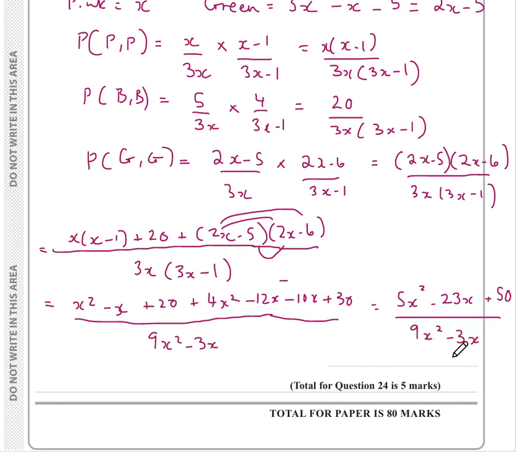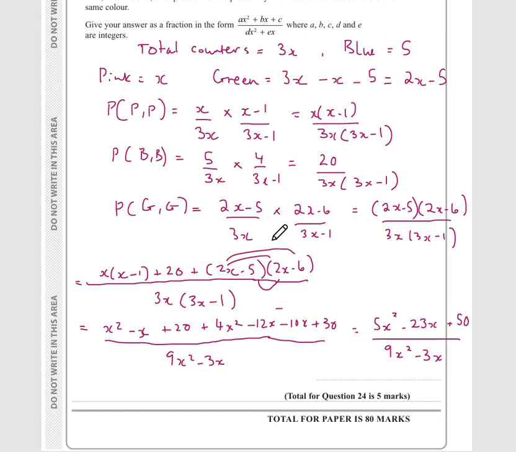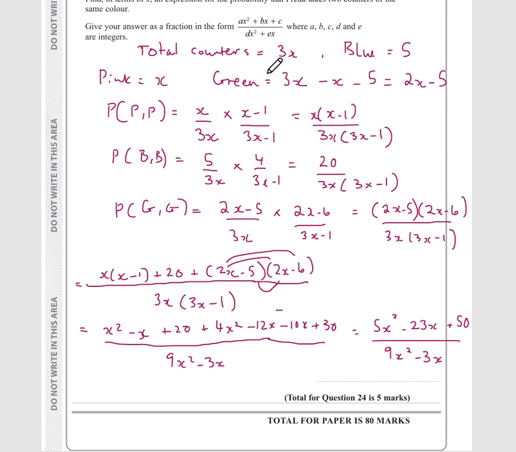Let's just check that's in the correct form that we wanted. So we've got a quadratic on the top, and a squared term and an x term on the denominator there.